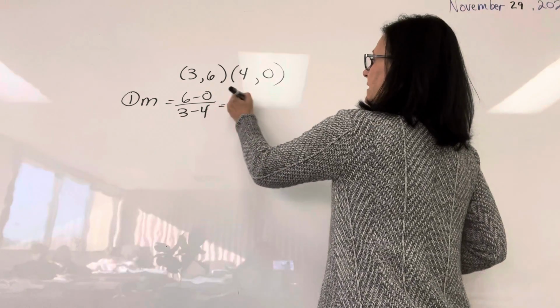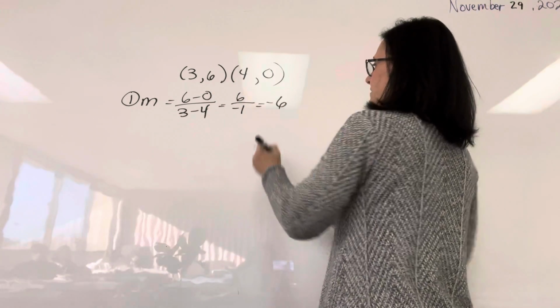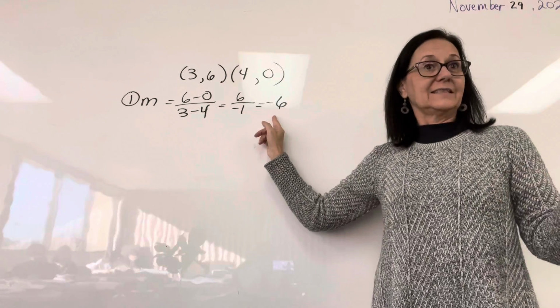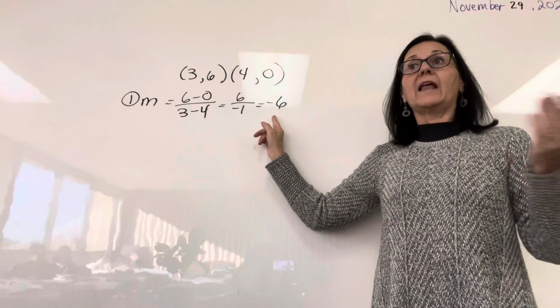So that's 6 over -1, which is -6. Was I expecting a negative slope? Look at the line. Yes, I was. It falls from left to right.